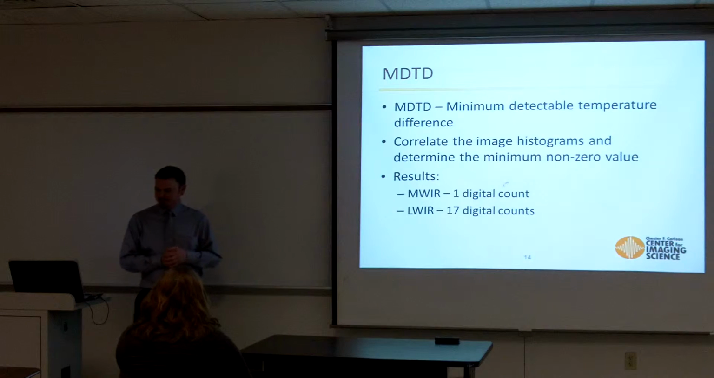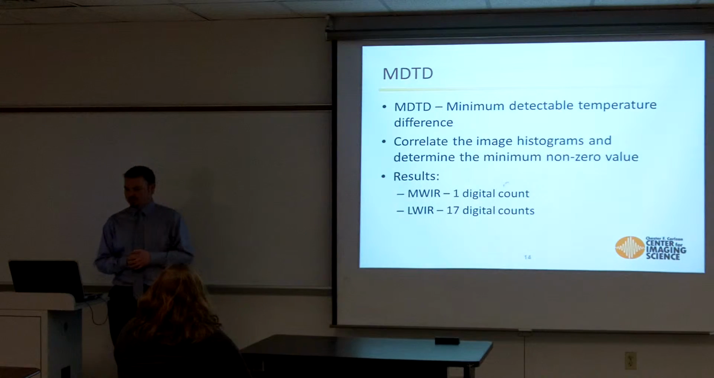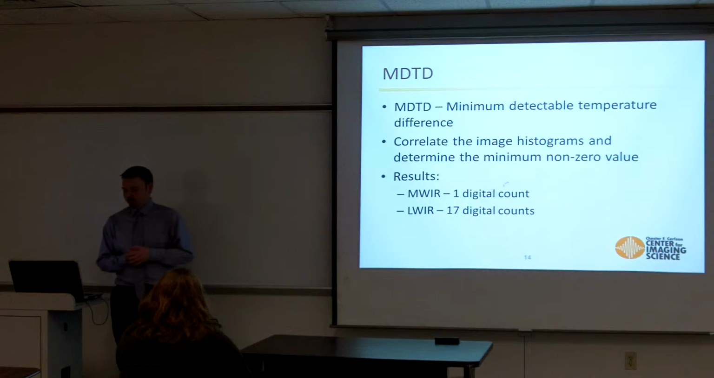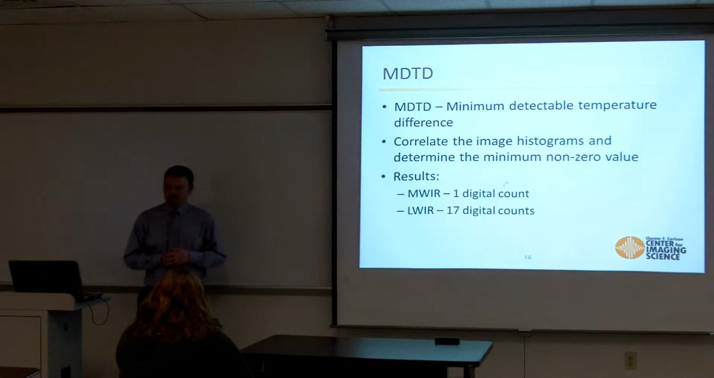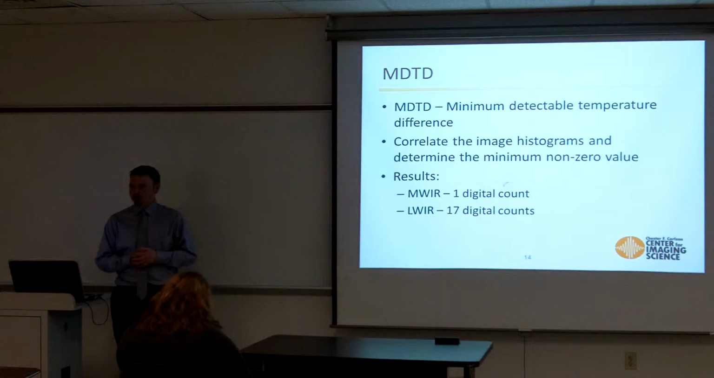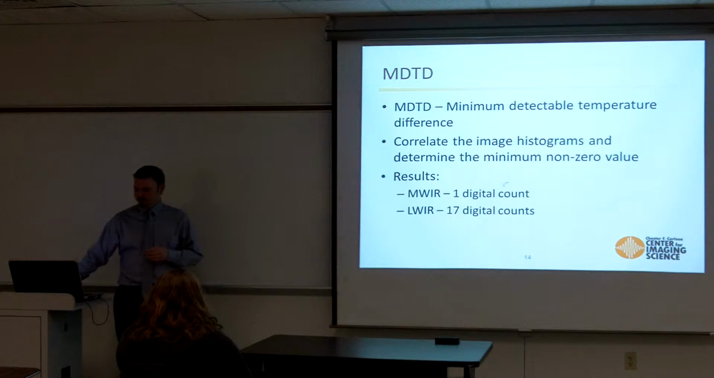One calculation I did not get to take, because I was working with processed images, was the minimum detectable temperature difference. So in order to do this, I made an estimate by correlating the histograms of the two mid-wave and long-wave images, and then compared those to see what was the smallest significant digital count difference between any two adjacent pixels. The mid-wave actually had one digital count on every image, and the long wave was consistent and had 17 digital counts, so it's almost 2 orders of magnitude worse, which means the mid-wave would be a little bit better at detecting smaller differences in these types of surveillance.